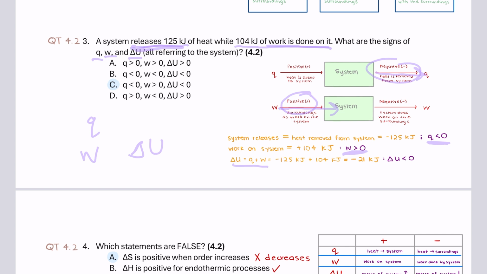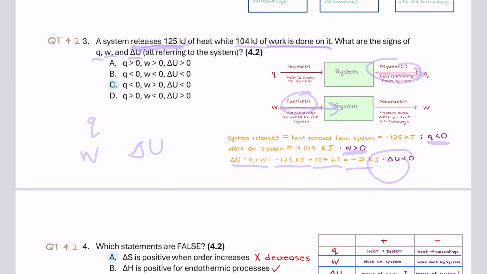Since the system is losing 125 kilojoules of heat, Q is negative 125 kilojoules. And since 104 kilojoules of work is being done on the system, W is positive 104 kilojoules. Now we add them together to get negative 21 kilojoules. That means that the internal energy of the system has decreased, so delta U is less than 0.